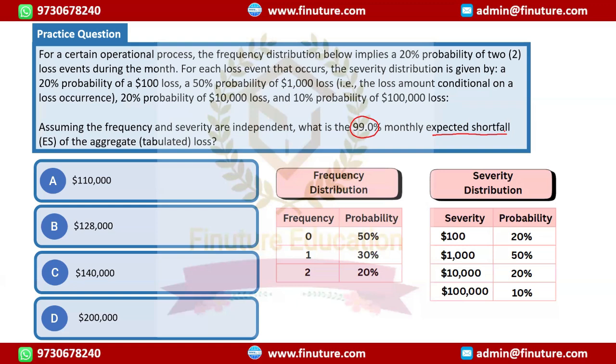You are given a certain probability distribution. Mostly it looks like an operational risk event. Maybe some system breakdown has been observed and the data has been collected, which has been presented in front of you. And we are asked to calculate what the expected shortfall is from this data.